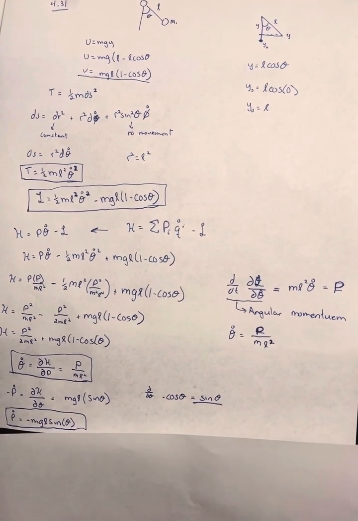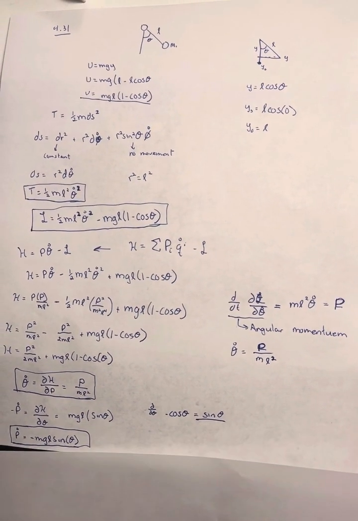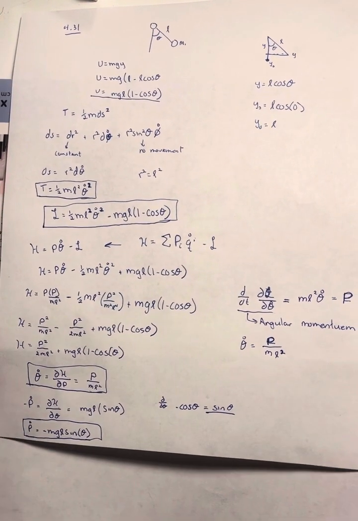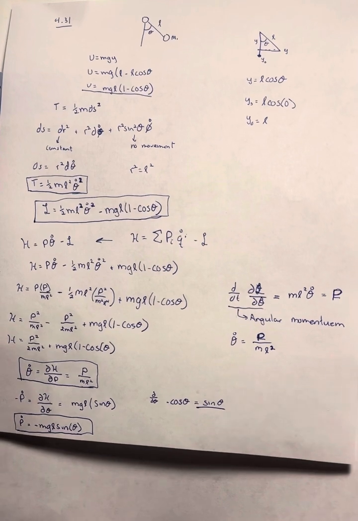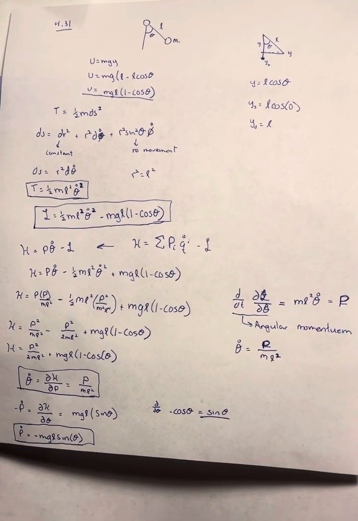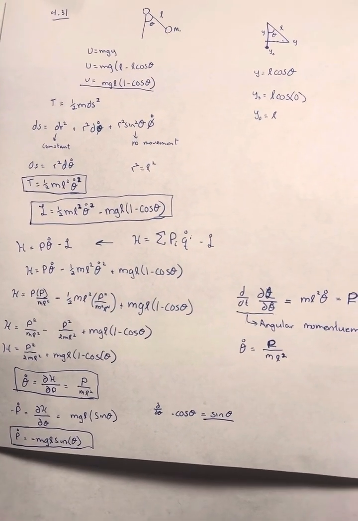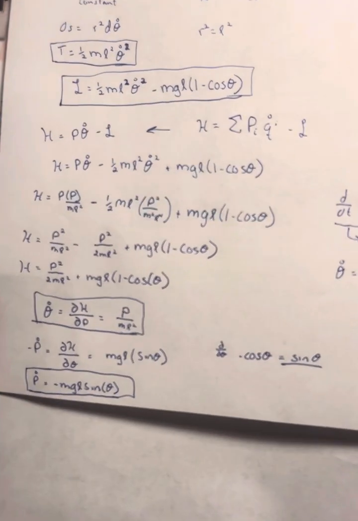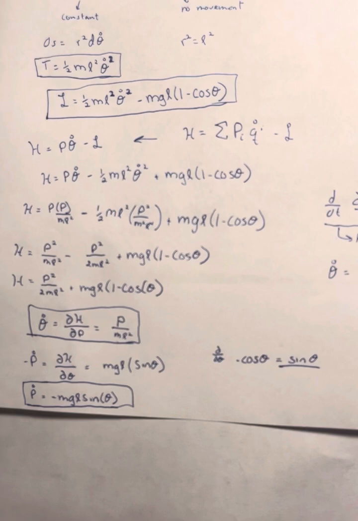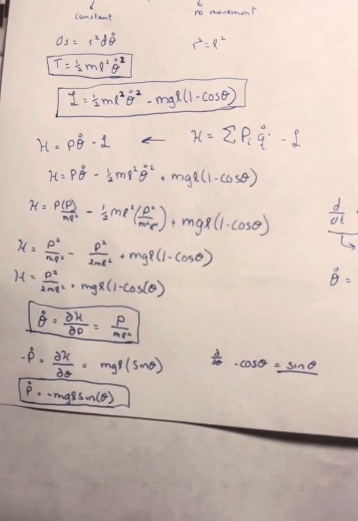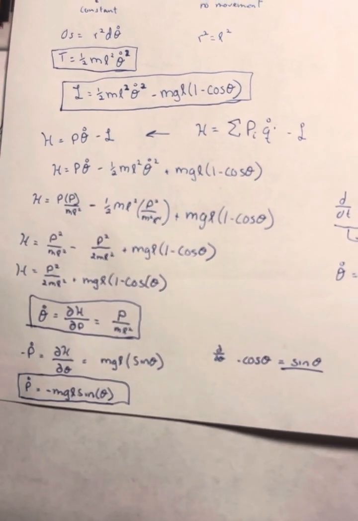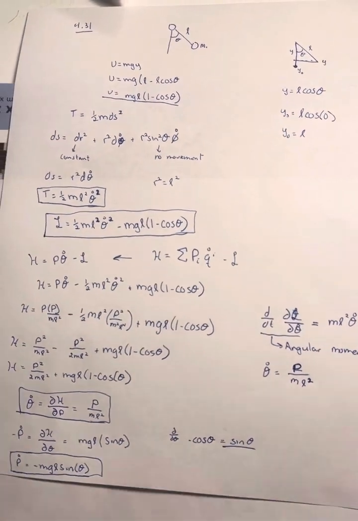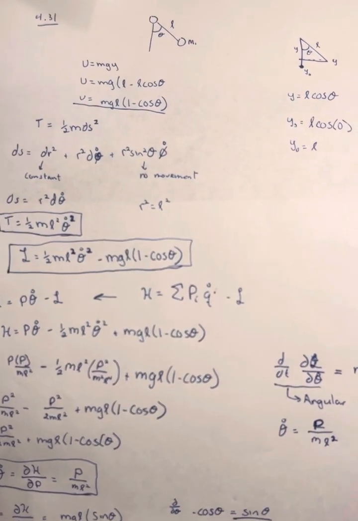And then negative p dot is equal to the partial derivative of the Hamiltonian with respect to theta. That turns into mgL sine theta, where the derivative with respect to theta of negative cosine is sine theta. And by moving the negative term onto the other side, p dot is equal to negative mgL sine theta. This equation is very useful in quantum mechanics for trying to solve the Schrodinger equation.